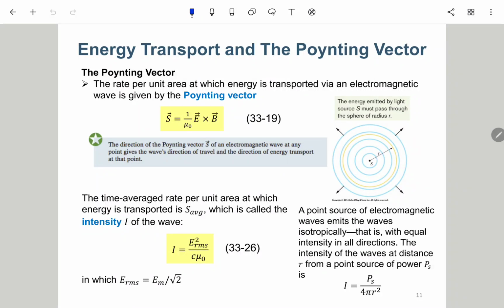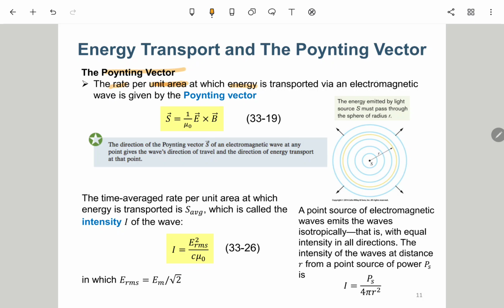Okay, so this part is about the energy transport and the Poynting vector. Here we define a vector called the Poynting vector. It's quite important. It specifies the rate per unit area at which energy is transported, so the energy per unit area and per unit time.